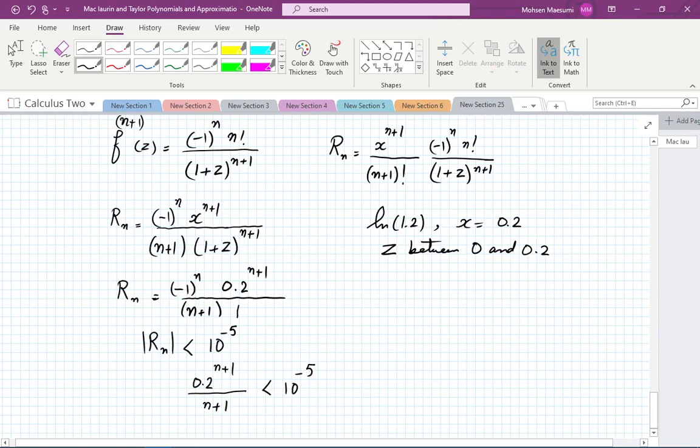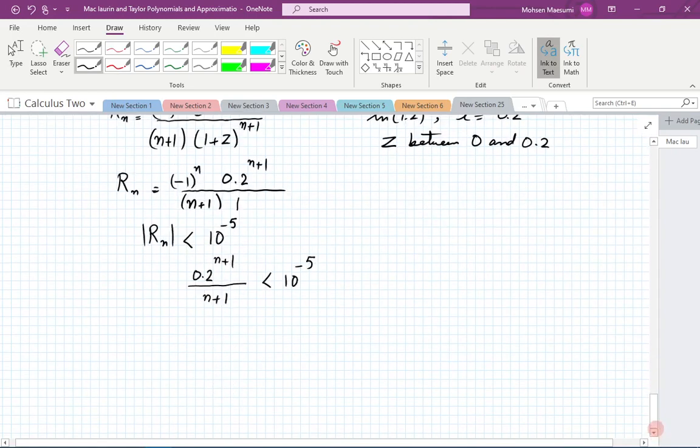I want to find the first n where this happens. This is a kind of inequality we don't come across all that often in college algebra or pre-calculus. The way we solve this type of inequality is that by trial and error we can consider consecutive values of n until this fraction falls below that. It's kind of an inequality that is a bit hard to solve.